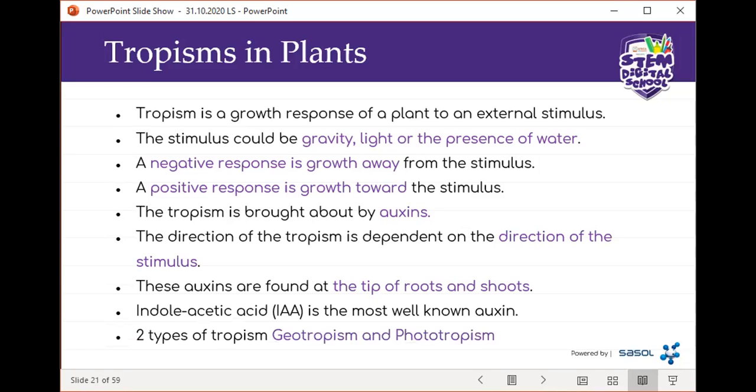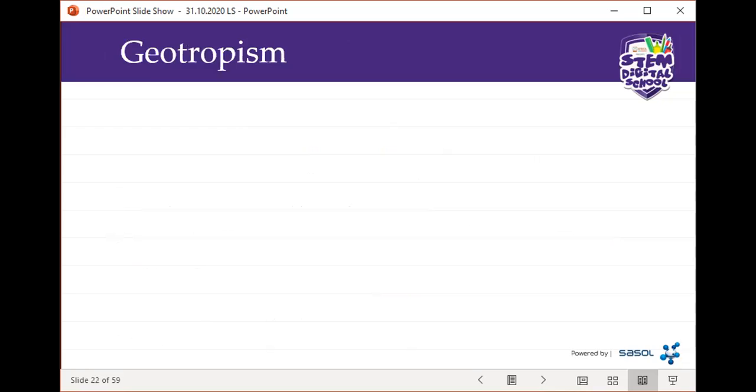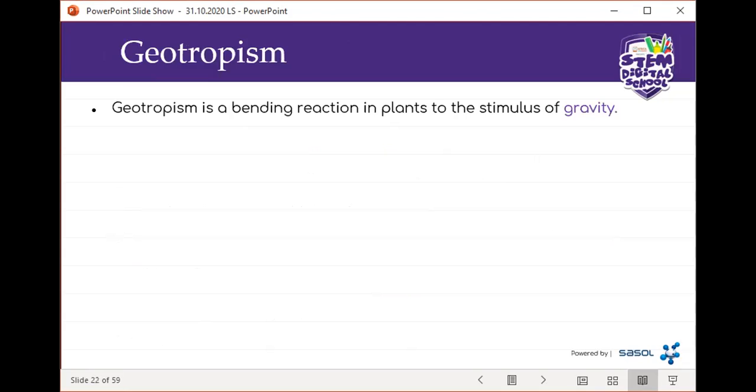Right, so now we're going to look at two types of tropism, which are geotropism as well as phototropism. Right, let's start off with geotropism. So geotropism is a bending reaction in plants to the stimulus of gravity, right? And then let's look at the role of auxins during geotropism. So in this case, the stimulus would be gravity, right?